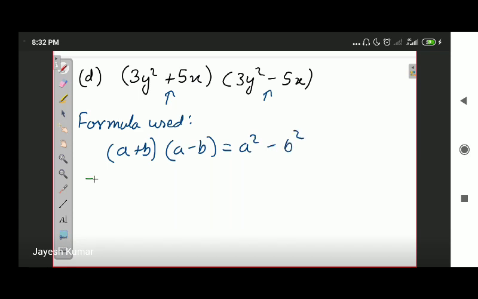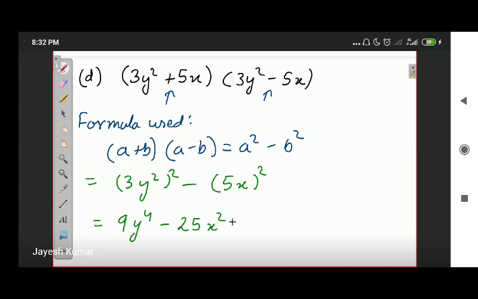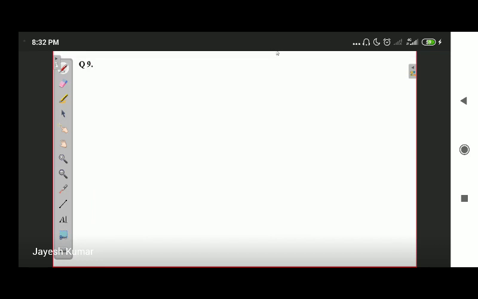So it will be expanded as first term square minus second term square. First term square is 9 y to the power 4, minus second term square, 5 square is 25, x square is x square. Okay. Now, like I told you, we will come back to question number 9. In question number 9, parts C, E and F are of the same kind.